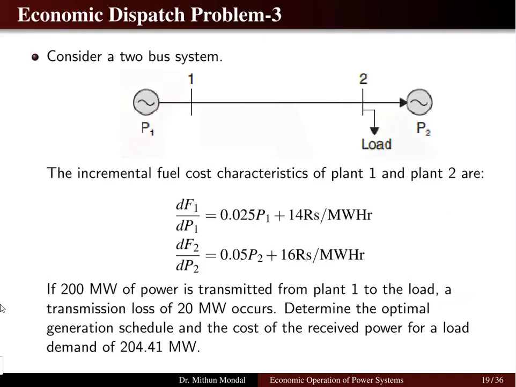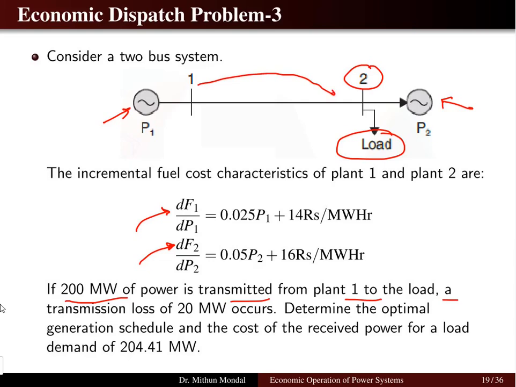Problem number 3 for economic load dispatch, where we have two buses which are generating the power P1 and P2, and the load is connected with bus number 2. The fuel cost expressions for the two power plants are given, which are again quadratic in nature. If 200 megawatt of power is transmitted from plant number 1 to the load, so from 1 to the load certain power is going, which is 200 megawatt. The transmission loss involved in the transmission line is 20 megawatt. Determine the optimal generation schedule and the cost of receiving power for the load demand of 204.41 megawatt.